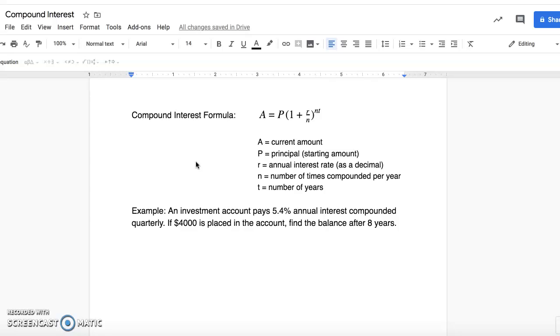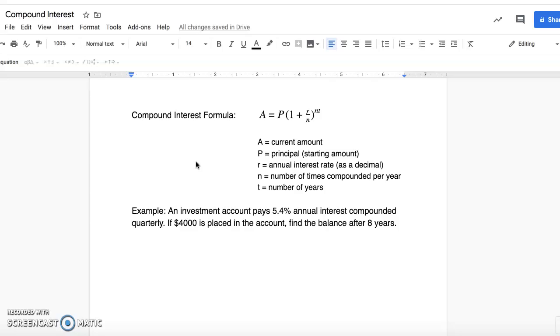Okay, so today we're talking about compound interest. Compound interest is one of those topics that's actually going to come up in your real life in the future. If you ever put money in a savings account, or open a certificate of deposit, or invest in mutual funds, things like that, your money's going to grow according to compound interest.